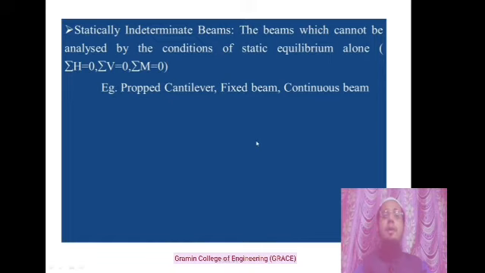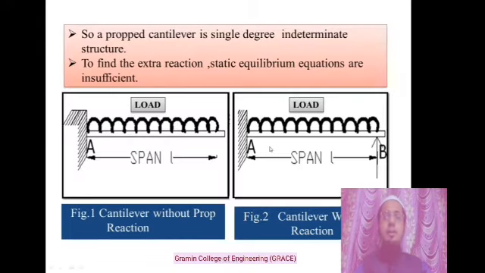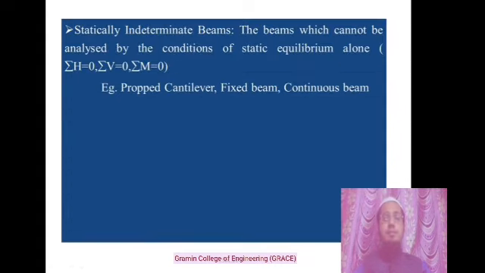Now what is meant by statically indeterminate? You can understand from this example of the propped cantilever what is meant by an indeterminate structure. It is a beam which cannot be analyzed by the conditions of static equilibrium alone, or the equations of equilibrium, which, as we know, are summation of H equals 0, summation of V equals 0, summation of M equals 0. If any beam or structure cannot be analyzed using these equations, then such a beam or structure is termed a statically indeterminate beam or structure.